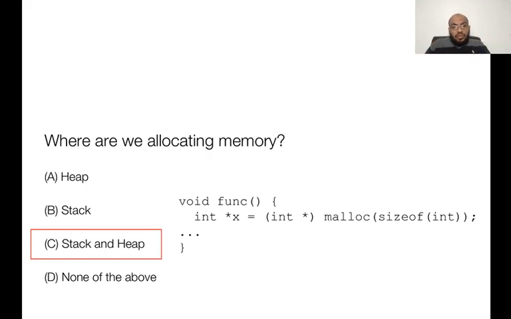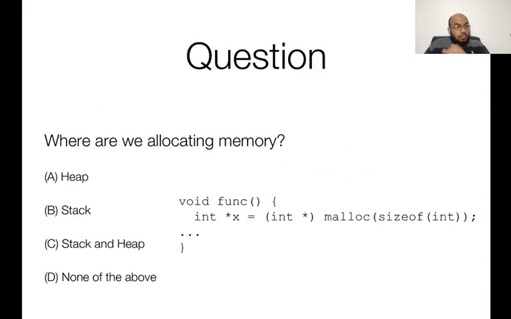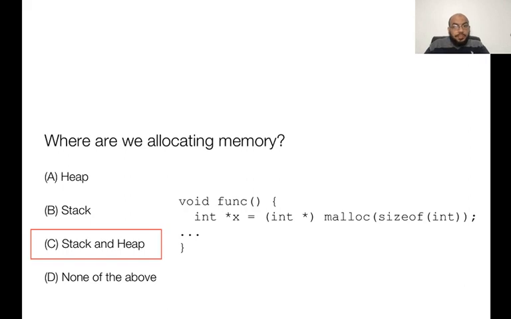So if you think about this, in this case you will have x defined down here in the stack, as a pointer, and pointing to some memory in the heap. So this is how you would do it. You're actually allocating both in the stack and the heap.